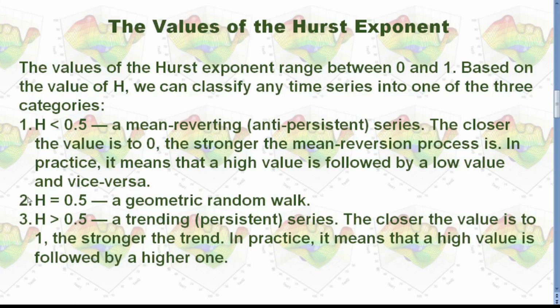And if H equals 0.5, that means this time series is a geometric random walk. If H is greater than 0.5, that means this time series is a trending series. The closer the value is to 1, the stronger the trend. In practice, it means that a high value is followed by a higher one.